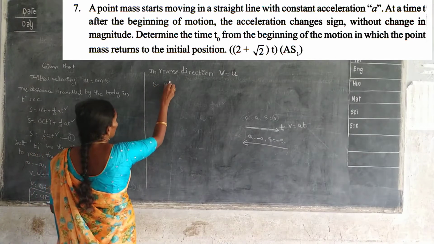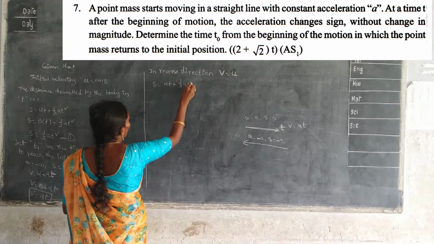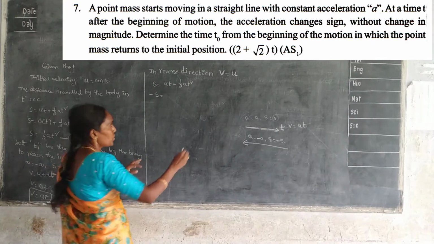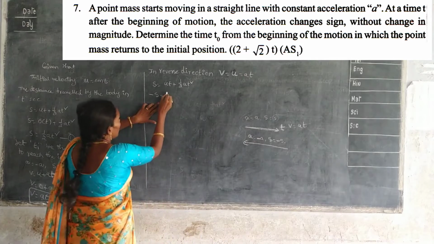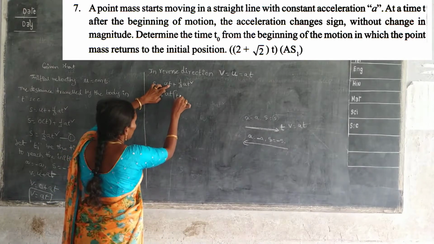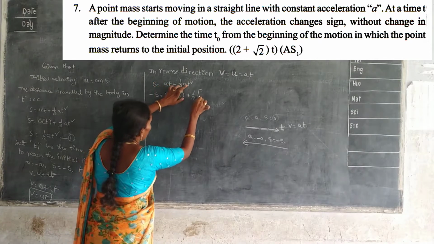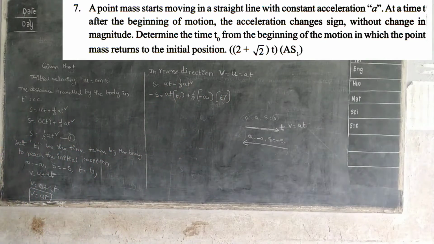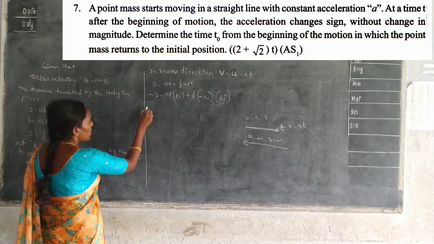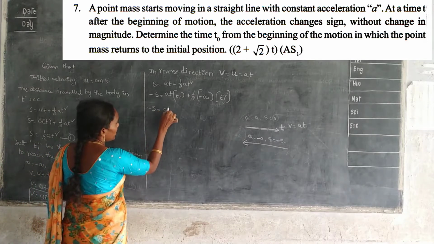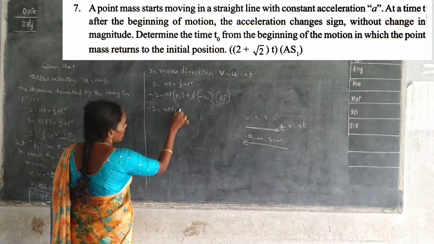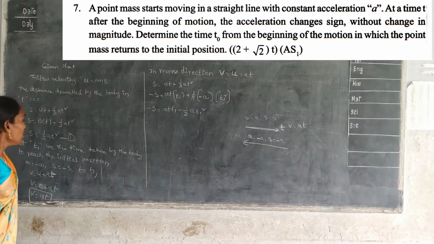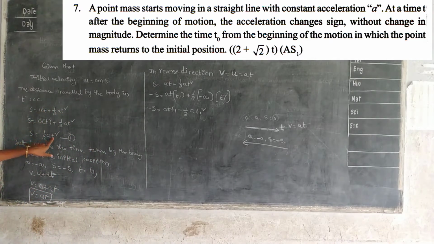Here s is equal to ut plus half at square. In place of s, put minus s; in place of u, substitute the value at; in place of t, t1; and in place of a, minus a; t square means t1 square. So minus s is equal to at into t1 plus half into minus a into t1 square. See the first equation, s is equal to half at square.